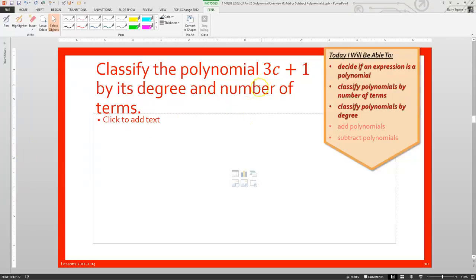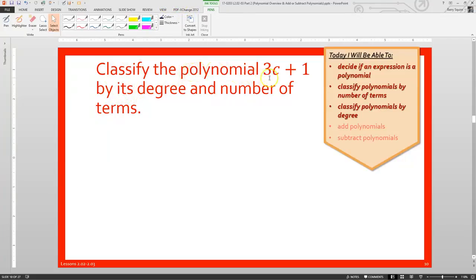Let's classify the polynomial 3c plus 1 by its degree and number of terms. So, I really didn't want this box here. I didn't want you to see it. That's okay. Not the biggest of deals.